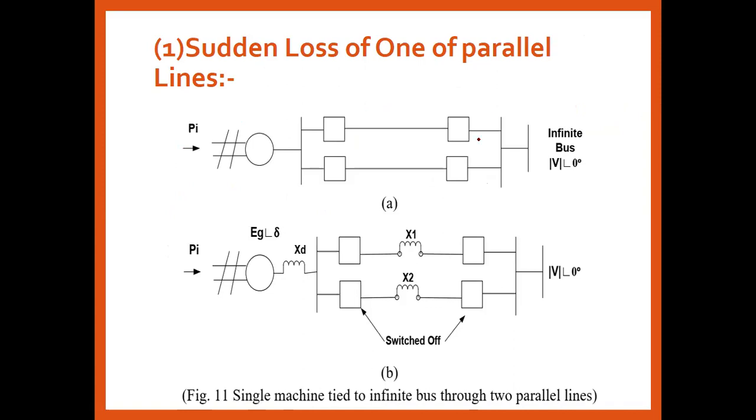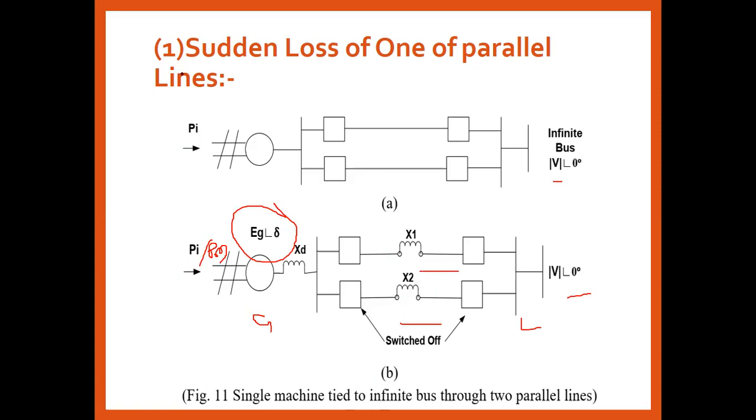So in that case, there is a single machine tied to an infinite bus through two parallel lines, and one of the two parallel lines is switched off while the other is switched on. The single machine is connected to the infinite bus, having infinite voltage V at angle zero. This is the generated voltage, this is the generator, and this is the load side. And this is PI or PM.